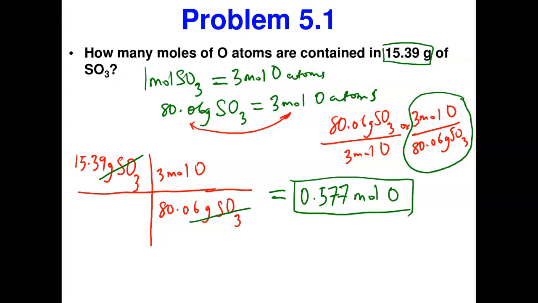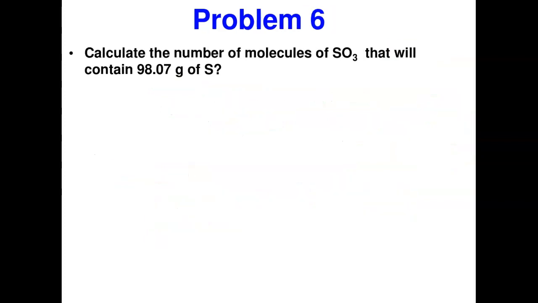The next problem says calculate the number of molecules of sulfur trioxide that will contain 98.07 grams of sulfur. Again, let's remember this is as it relates to the molecules. We're trying to see how we're applying this mole concept inside the molecule, inside the compounds themselves. So in this compound now, we want to calculate the number of molecules of this guy that will contain this particular mass of sulfur. Now, what do we do? As usual, again, we try to find the relationship between this guy and sulfur. We can easily say that.